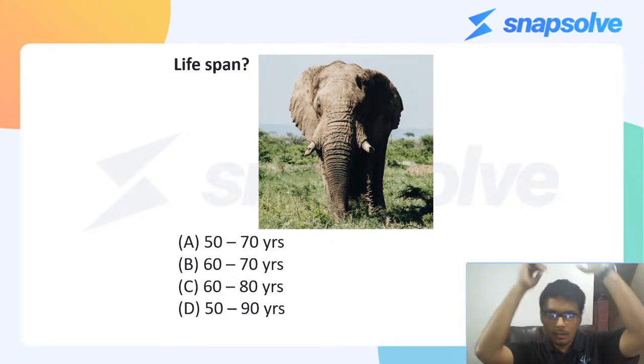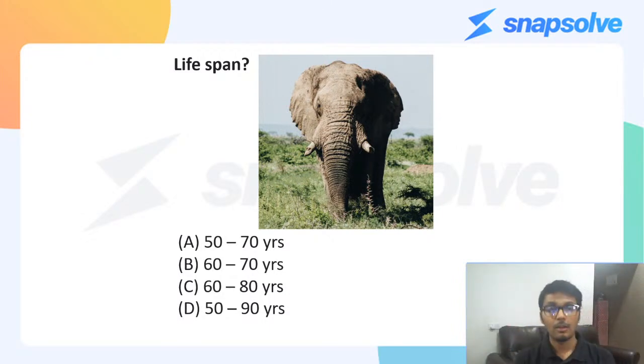Tell me the lifespan, come on, tell me. Okay, so the lifespan of an elephant is... I'll give you 5 seconds. Those who are watching this video live have every right to answer if they want. Those who are watching this recorded session, count till 5 with me. 1, 2, 3, 4, 5. The time is up, sorry.